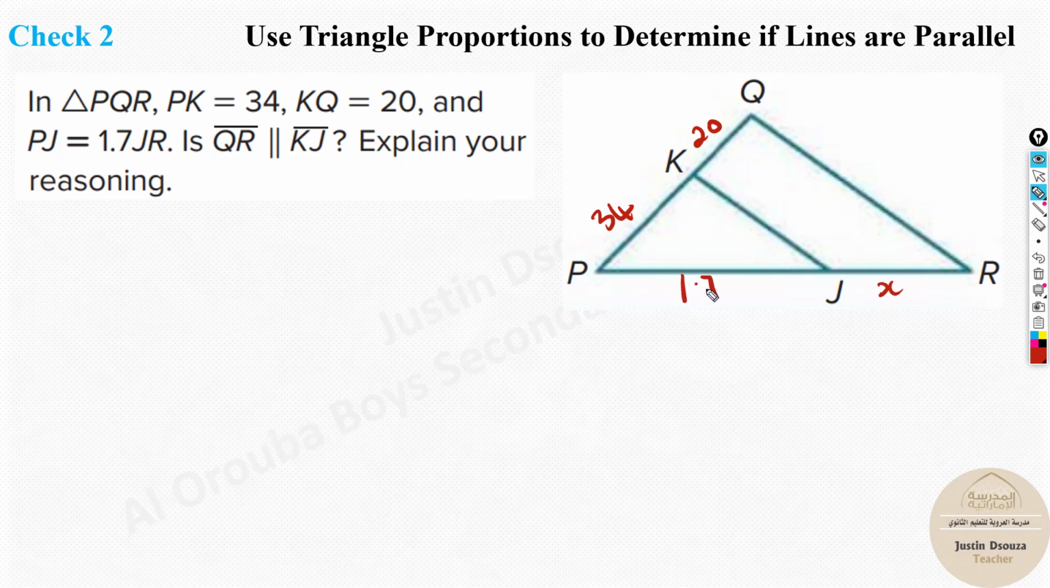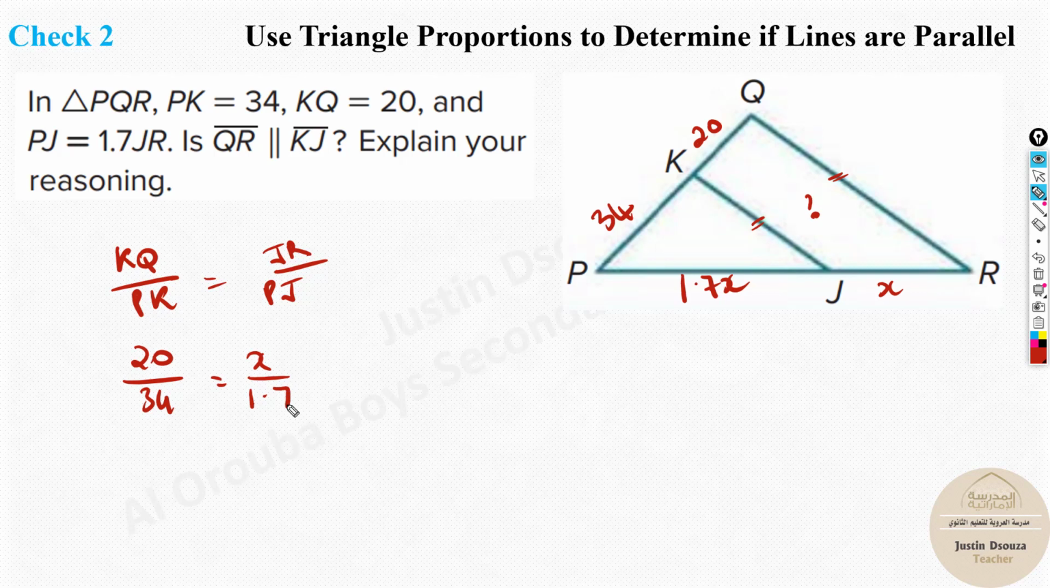Now what will this be? This will be 1.7x. That's it. We need to prove if this and this are parallel. Let's prove if the proportionality is equal. Now how we write is KQ divided by PK. You can write it however. I wrote this line by this line, but if you use this line first, then on the opposite side it must be up too. So it is JR divided by PJ. Here, KQ by PK is 20 divided by 34, which will be equal to x divided by 1.7x.